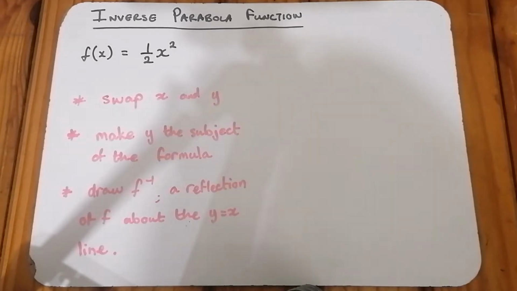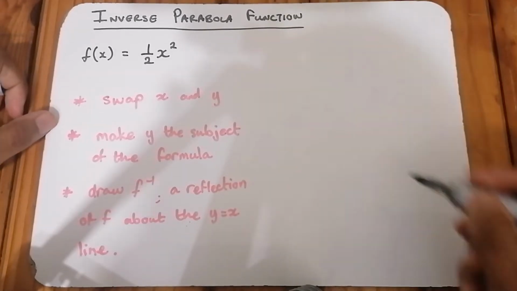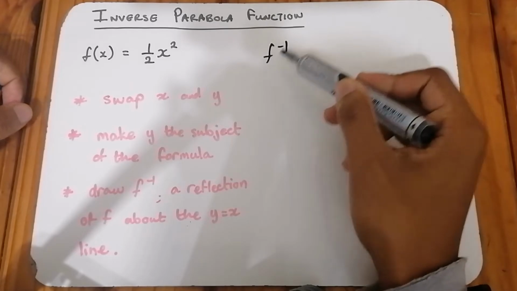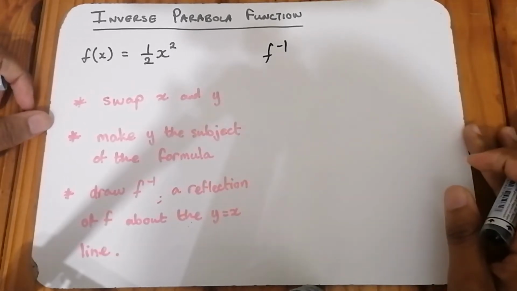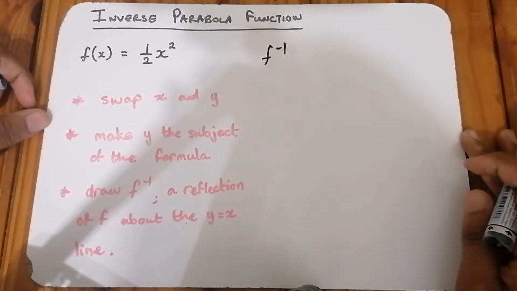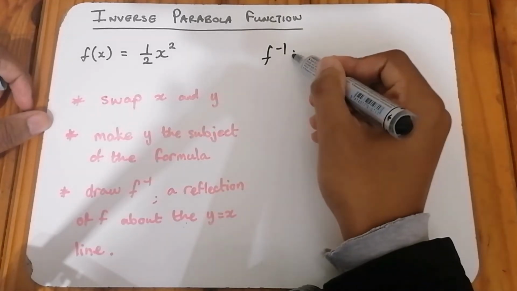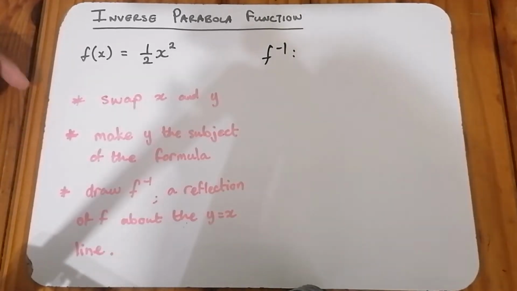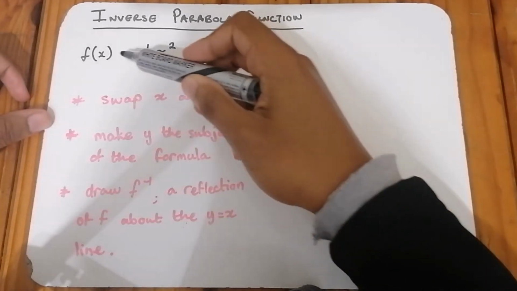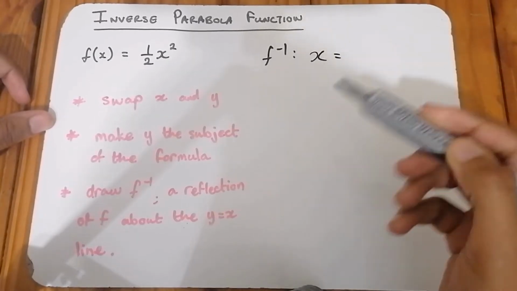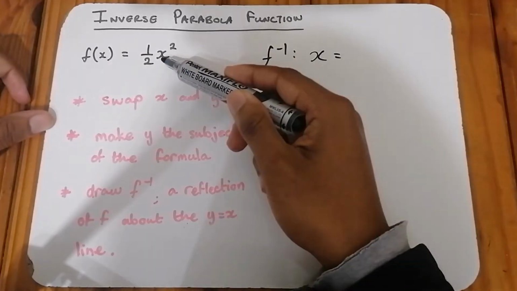Let's first look at the algebraic implications of swapping x and y. So when we work out the inverse, the notation we use for inverse is the f with the -1. It kind of looks like an exponent, but it's not exactly an exponent. But that's the notation we use, and we are going to swap x and y now. So the f(x) is our y, that should now become x, and this x should now become y.